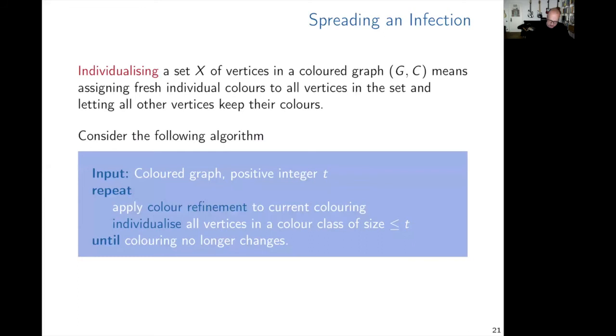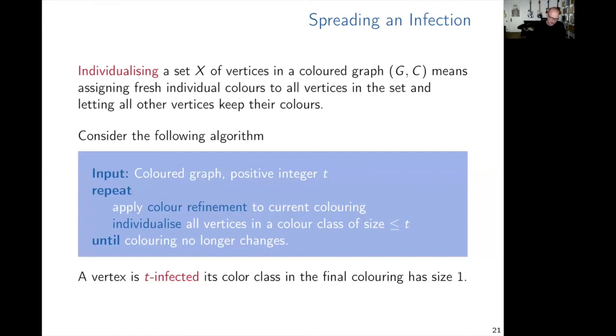We apply color refinement. So we compute a stable coloring, refining the current coloring. And then we look at all color classes that have at most t elements, okay, at all small color classes. And we individualize all vertices in all these color classes, okay? Now we have a new coloring, a finer coloring. We apply color refinement again, make it stable. Color classes get even smaller. We individualize again, and so on. And we do this until the coloring no longer changes. Okay, and we say a vertex is infected if its color class in the final coloring has size 1.